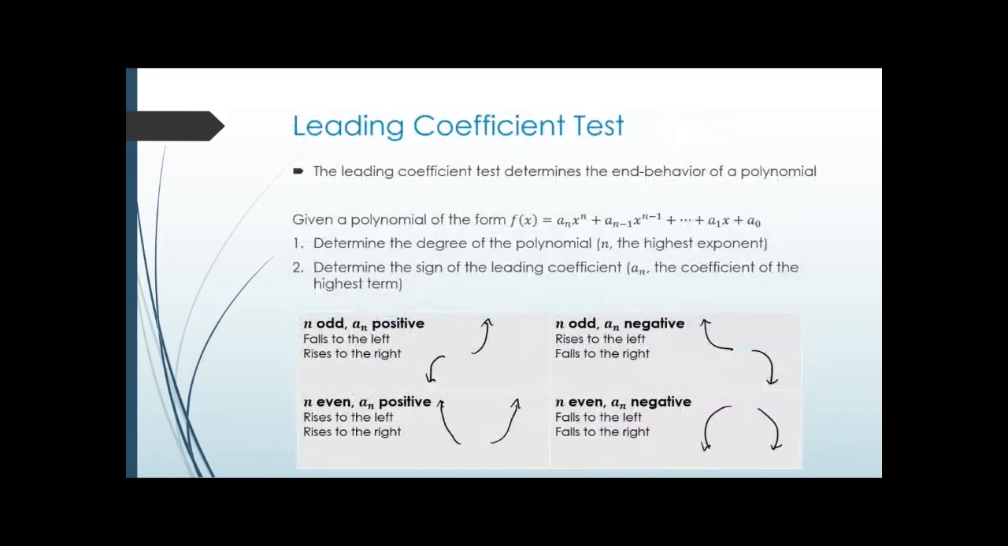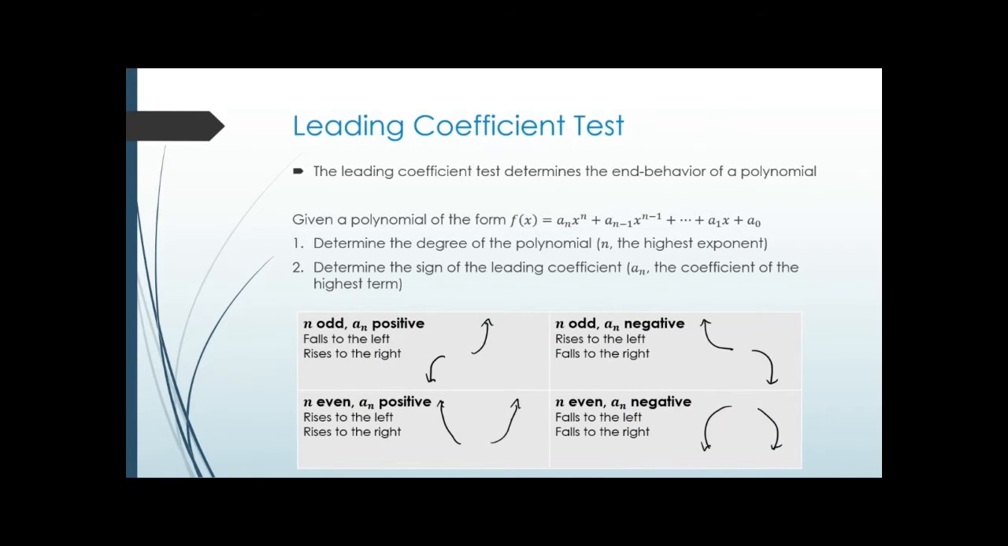So this brings us to the leading coefficient test. The leading coefficient test determines the end behavior of a polynomial. We call this end behavior because those are essentially the ends of the graph. It's like, what happens when you really zoom out of your graph? What does it look like? Because that's what we care about, the two basic shapes.